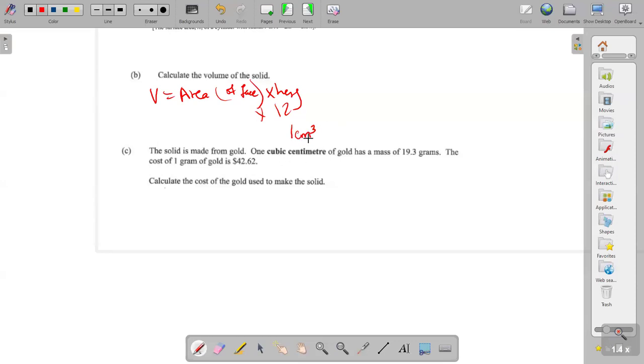So it says 1 centimeter cubed of gold. So this would be gold, underneath, has a mass of, so that's equal to 19.3 grams. Do you agree with the statement?